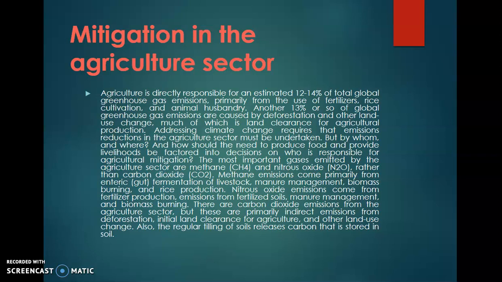Another study shows that 13% or so of the global greenhouse gas emissions are caused by deforestation for agricultural practices. So how can we reduce these greenhouse gas emissions, in which the important gases are methane, nitrous oxide, carbon dioxide? We can reduce them by mitigation in the agriculture sector. Mitigation means to reduce the vulnerability of an action which is taking place in the agriculture sector.